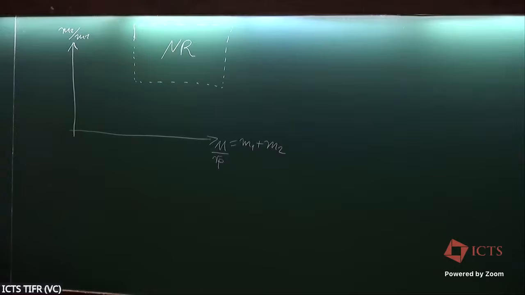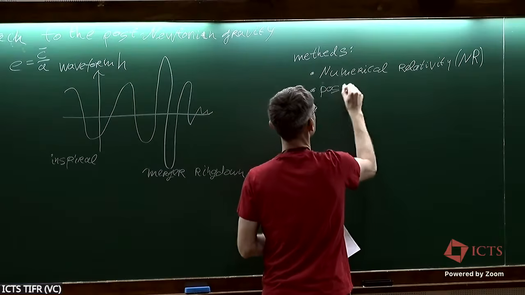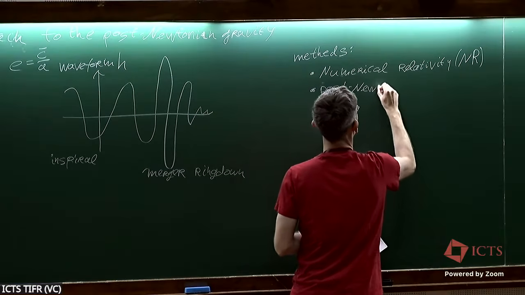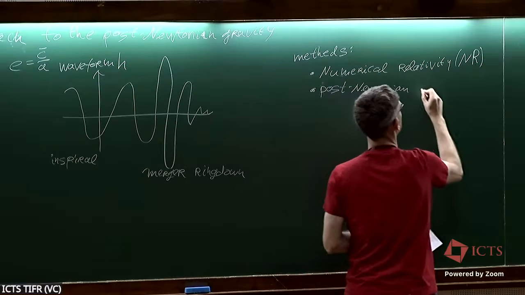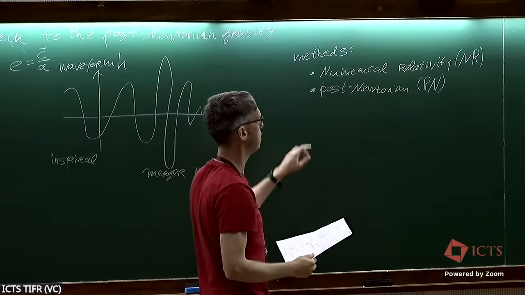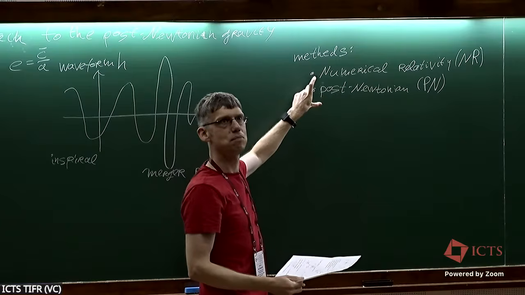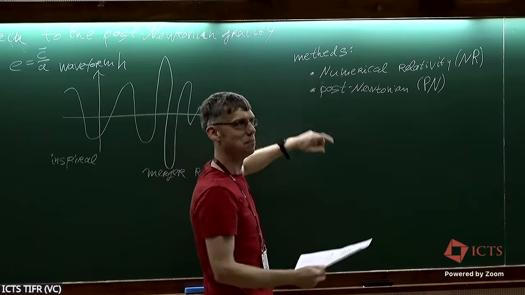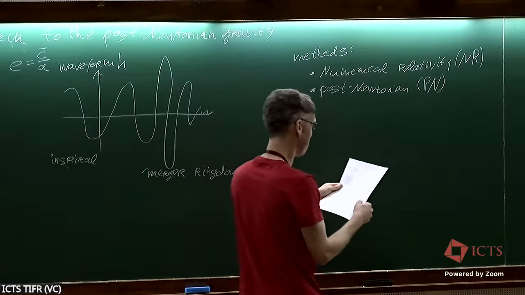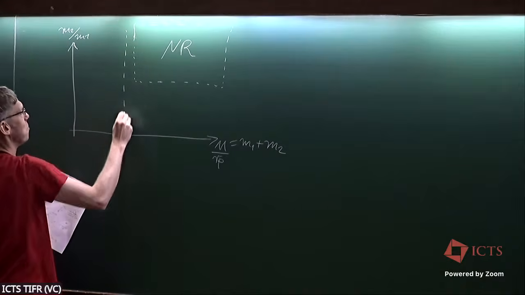Now, there are other methods which help to fill in the remaining space here. And one of them is indeed the Post-Newtonian approximation. Let me abbreviate this with PN. By the way, is it too small, or should I write maybe bigger for people in the back? Bigger, okay, yeah, I'll try. Good.